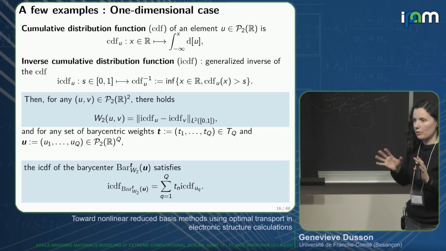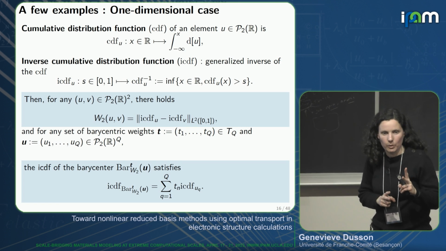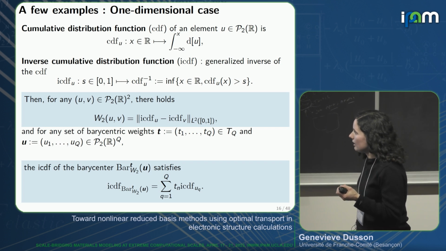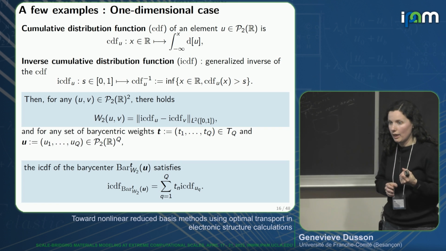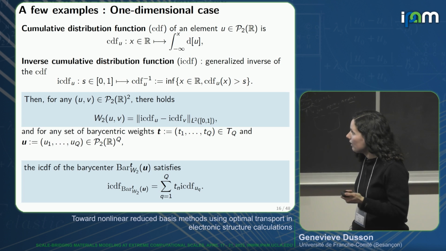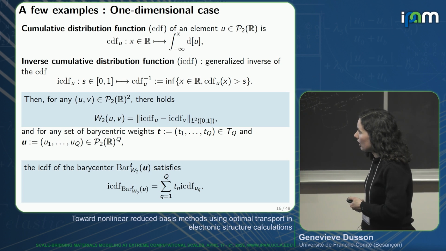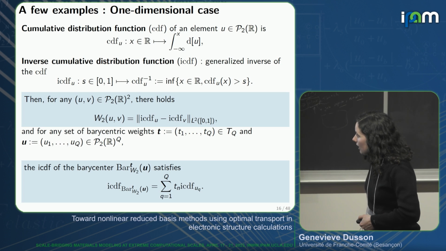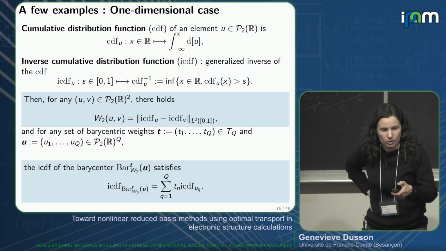I know these definitions are a bit abstract, so I'll try to give two examples where these quantities can be easily computed. The first one is the one-dimensional case. If you have probability measures in R, then there is an explicit way of writing this Wasserstein distance as an L2 norm of the inverse cumulative distribution functions. Similarly for the barycenter, the inverse cumulative distribution function of the barycenter is the convex combination of these inverse cumulative distribution functions.